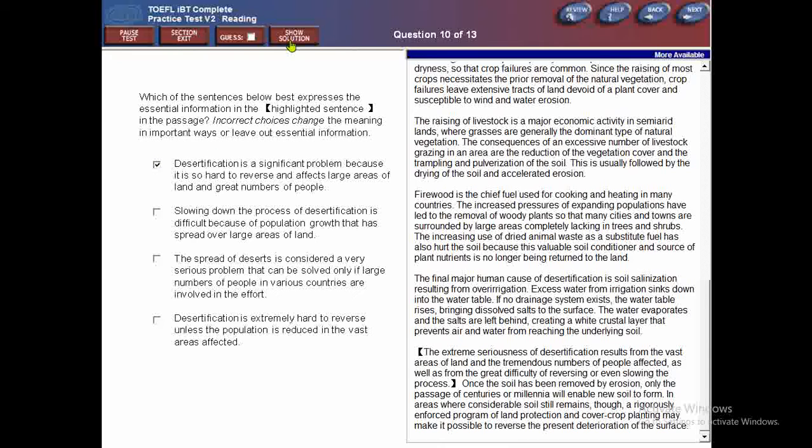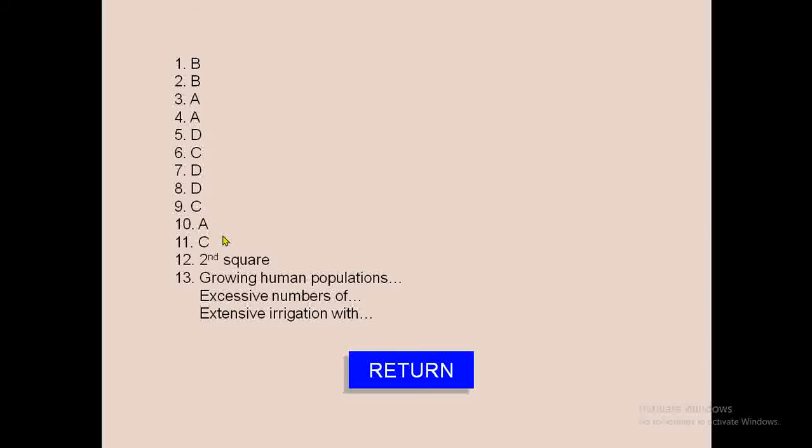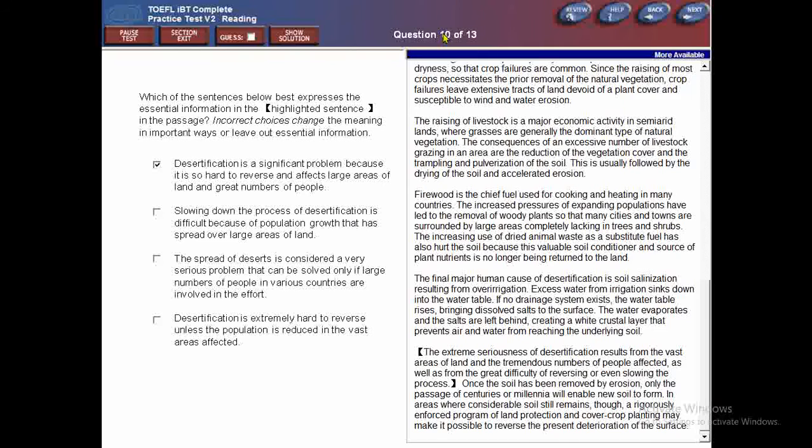So let's check our answer. I am very weak at answering sentence simplification questions. So, ten. Is it ten? Yes. Okay, I can successfully answer these questions.